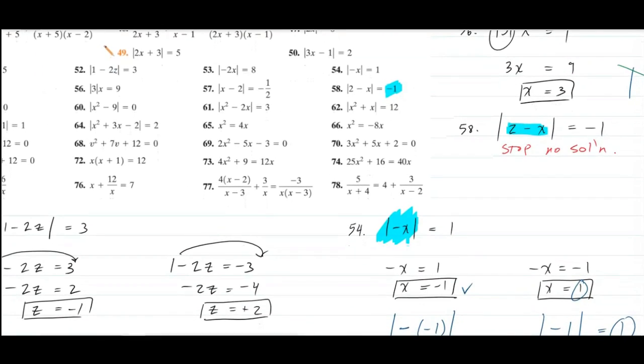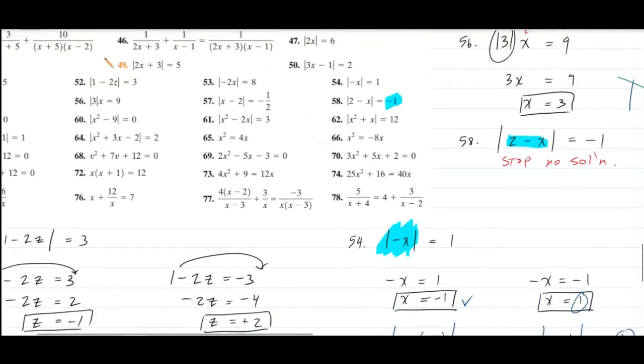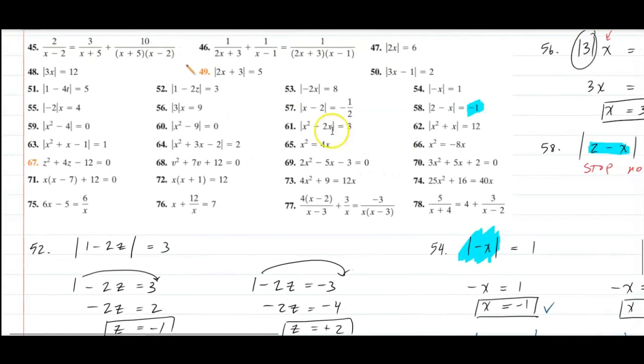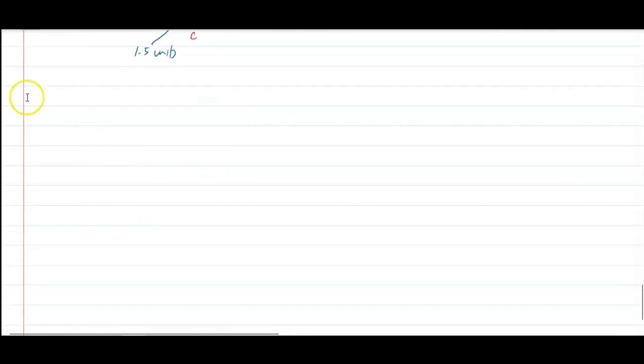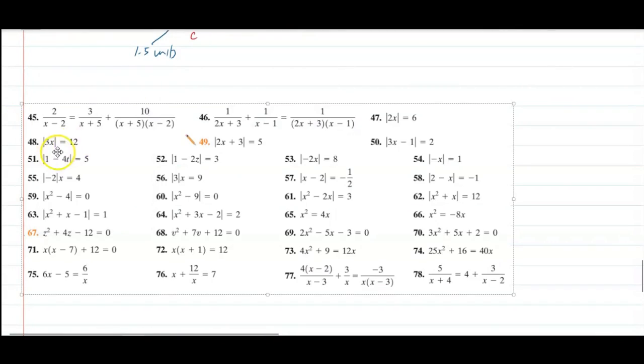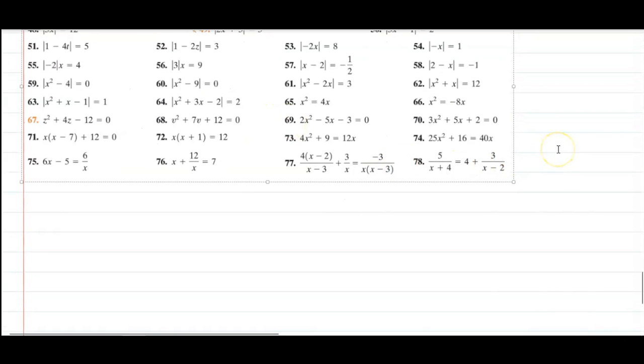All right. Now let's do number 64. Number 64 requires a little bit more space. It says x squared plus 3x minus 2. Here, let's just kind of put this over here. All right, so x squared plus 3x minus 2, all inside of an absolute value sign, right? So that's interesting. I don't think you've ever seen something like this before, right? So like that, and then it's equal to 2.